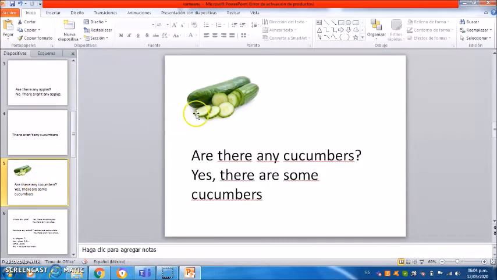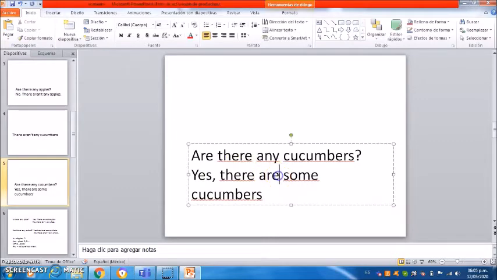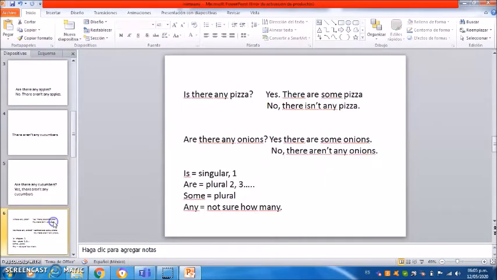Let's do it again. Are there any cucumbers? Yes, there are some cucumbers. But if I eat the cucumbers, there aren't any cucumbers. In your book, you have these examples. Is there any pizza? Yes, there is some pizza. Or no, there isn't any pizza.